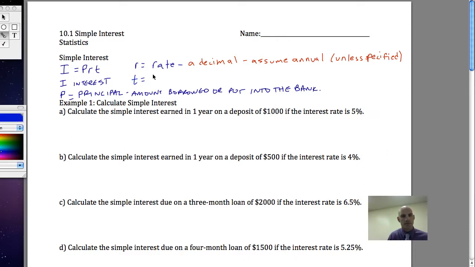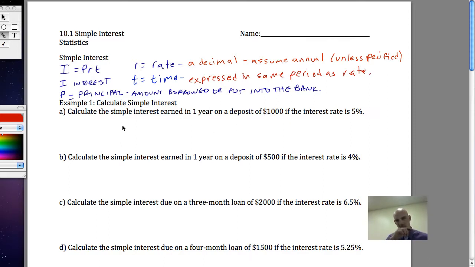And the time is the T. The note about time is that it's going to be expressed in the same period as the rate. So for example, if we have an annual interest rate, we're going to calculate our time as a portion of a year or in years. If it's days, the time is in days, etc. Let's just go straight into it.